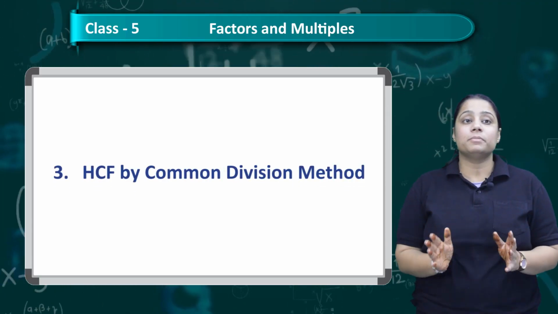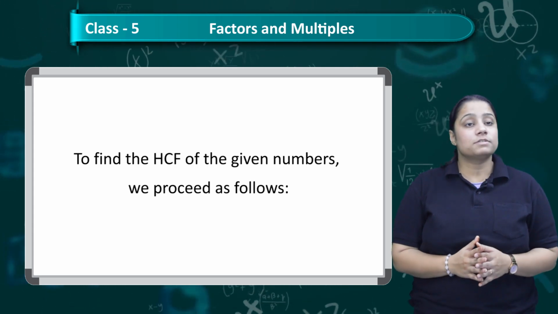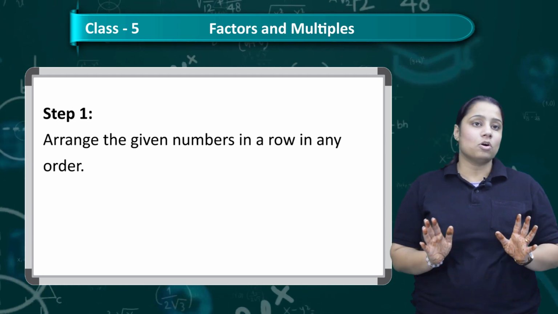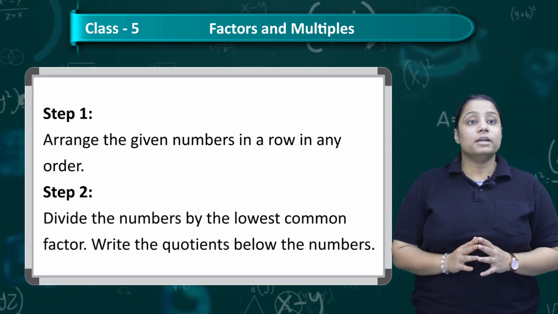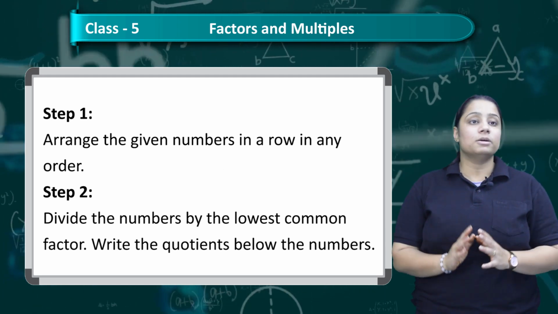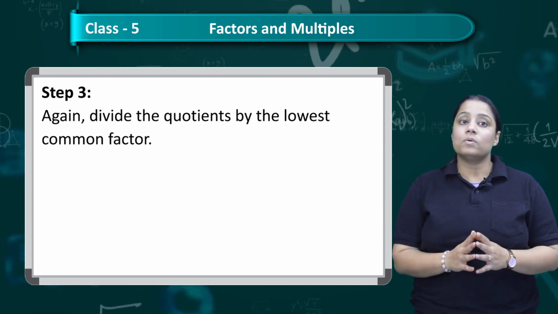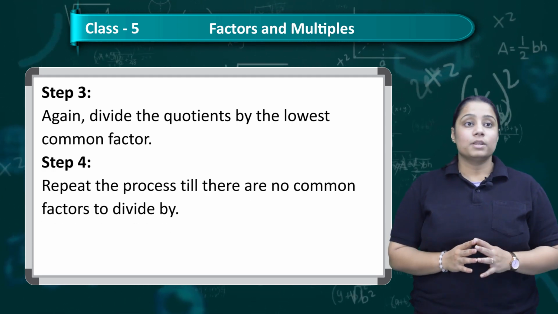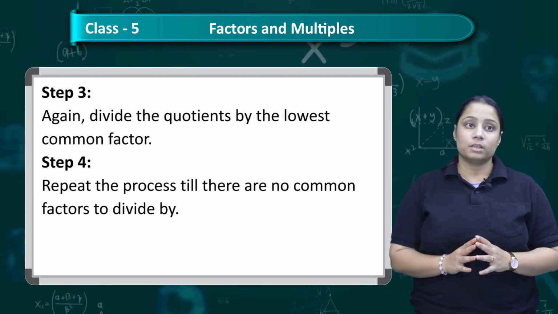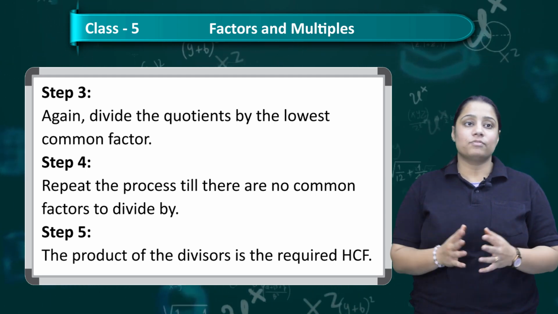HCF by common division method. To find the HCF of the given numbers, we proceed as follows. Step 1. Arrange the given numbers in a row in any order. Step 2. Divide the numbers by the lowest common factor. Write the quotient below the numbers. Step 3. Again, divide the quotients by the lowest common factor. Step 4. Repeat the process till there are no common factors to divide by. Step 5. The product of the divisors is the required HCF.